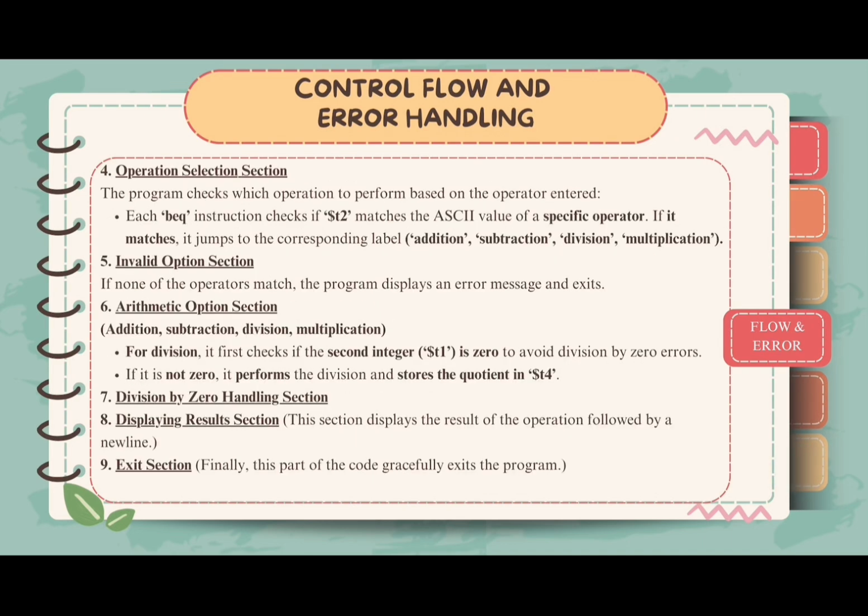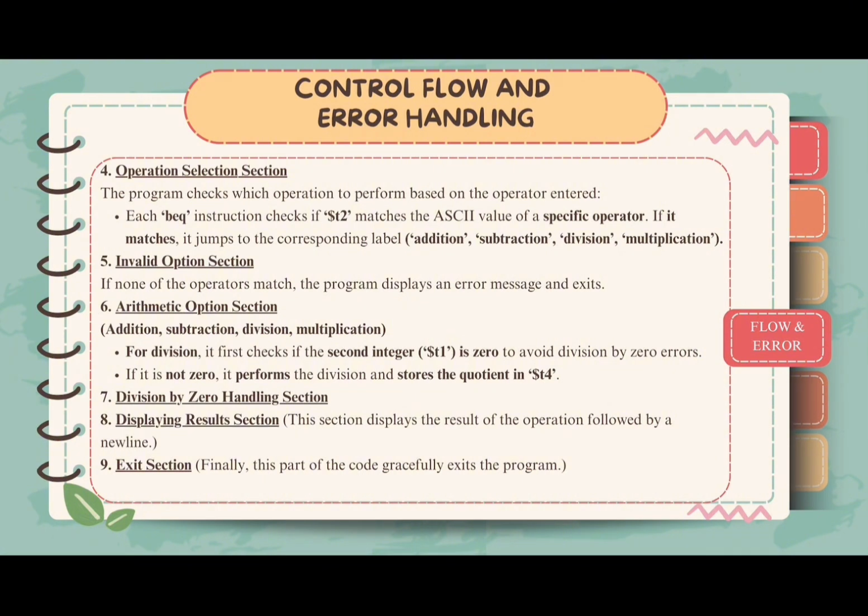Okay, next, operation selection section. The program checks which operation to perform based on the operator entered. Each BQ instruction checks if $t2 matches the ASCII value of a specific operator. If it matched, it jumps to the corresponding label, which is addition, subtraction, division, and multiplication. After that, invalid option section. If none of the operators match, the program displays an error message and exits.